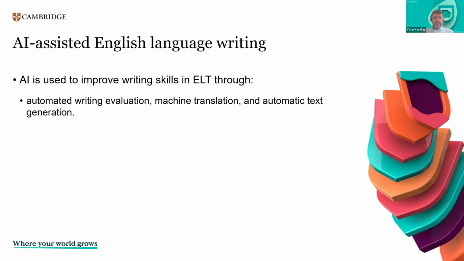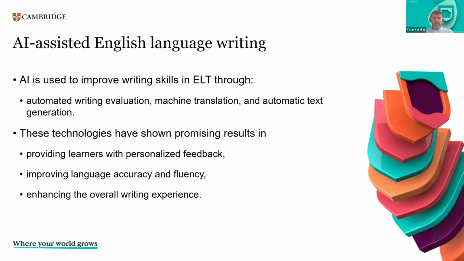Let me now focus on writing skills specifically, and what kind of AI tools there are for writing. Just to summarize or reiterate, the AI-assisted tools that are used to improve writing skills are automated writing evaluation, machine translation, and automated text generation, among others. So we're not gonna talk about all of these. I didn't put many other technologies here because we don't have the time for that. But I'm going to focus on one specific thing and see how we can use it for our classrooms. And these technologies have shown promising results in providing learners with personalized feedback, improving language accuracy and fluency, and enhancing the overall writing experience.